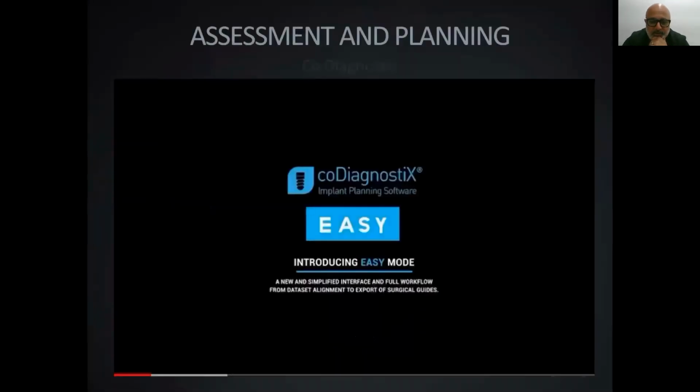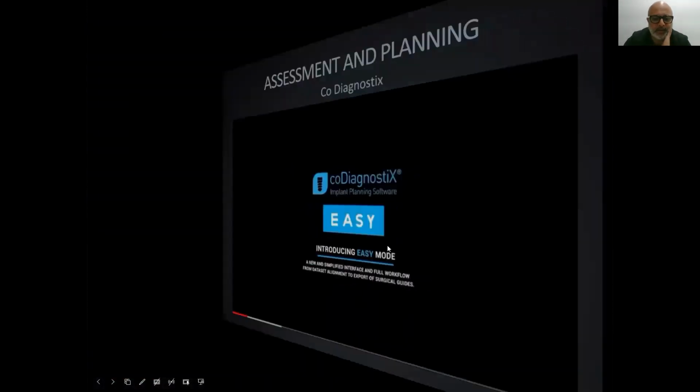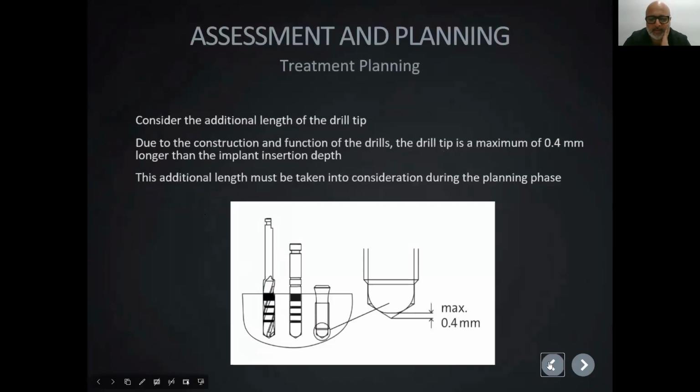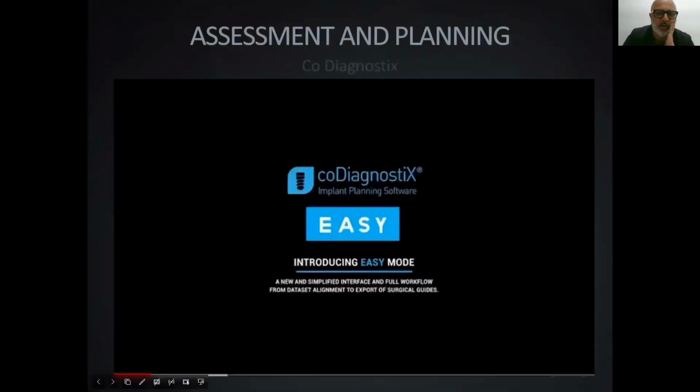The other way you can do it is with one of the softwares that I tend to use, Co-Diagnostics. This is a great software. I think it's great software anyway. It has an easy mode as well. The easy mode allows you to just plan implants. It almost suggests the implants if it knows the implant system that you actually work with, and it plans it for you basically.